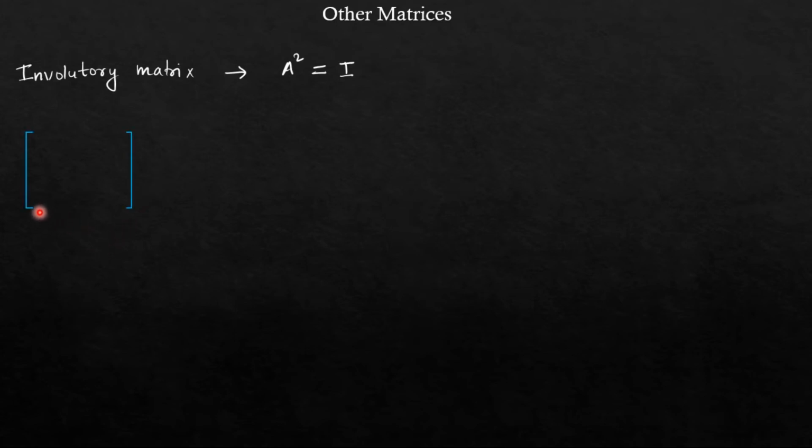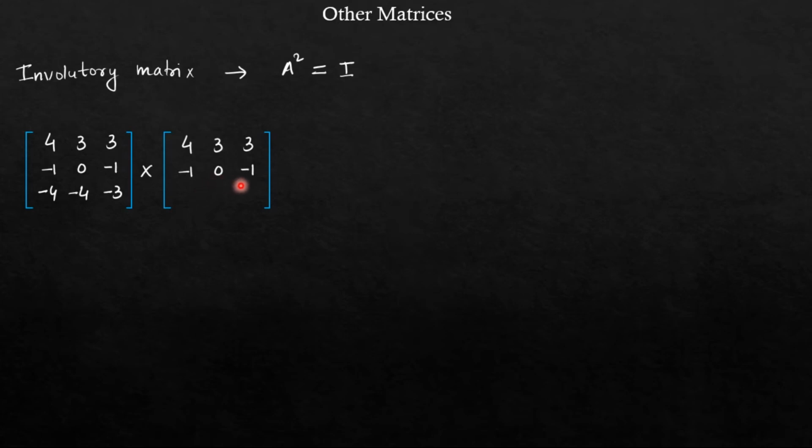Suppose we have a matrix whose elements are 4 3 3, minus 1 0 minus 1, minus 4 minus 4 minus 3. If you multiply it with the same matrix, that is 4, 3, 3, minus 1, 0, minus 1, minus 4, minus 4, minus 3. So how do we multiply the matrix? Row by column multiplication. Okay. So let us multiply.